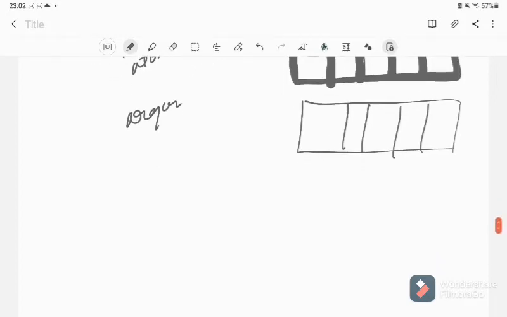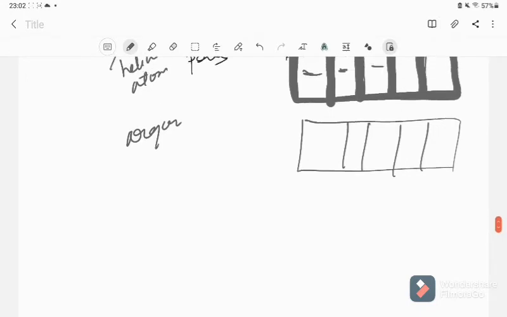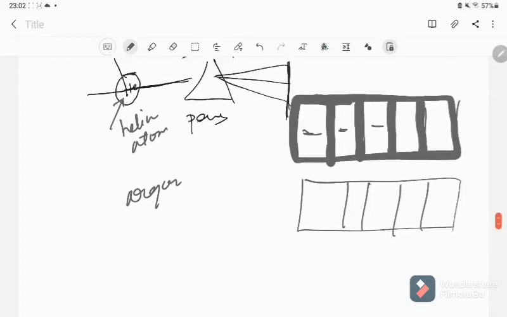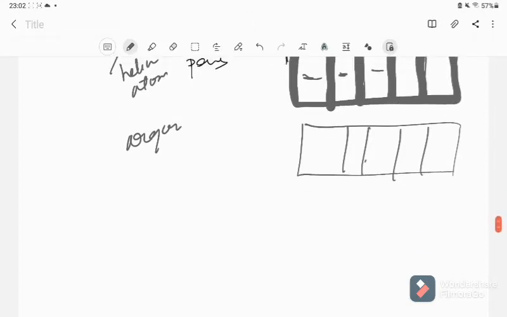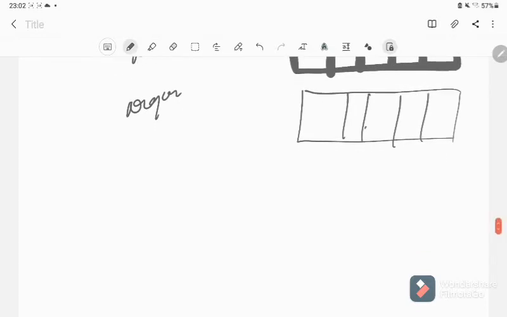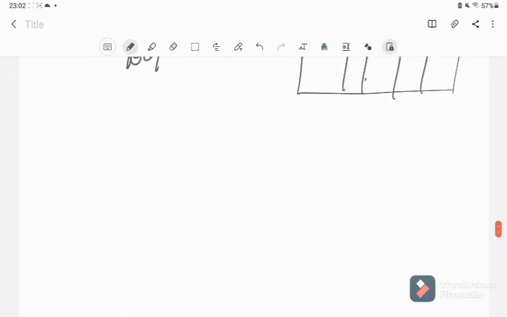Rutherford could not explain these spectral lines. He could not explain why we have these discrete spectral lines. But according to the Bohr model, Bohr can explain them. So how did he explain? He says that in an atom, electrons orbit in fixed energy levels.